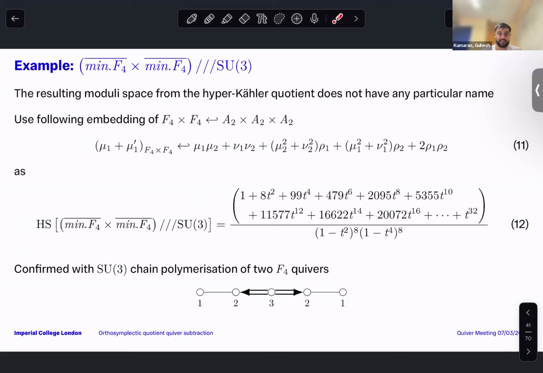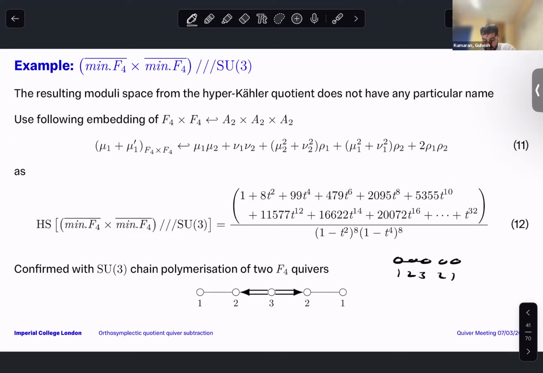Let's do something a bit more exciting. Let's take a product of moduli spaces and gauge a diagonal subgroup. Unfortunately, I don't have any nice name for the resulting moduli space, but nevertheless, I can do the quotient with this embedding, and I'll find this Hilbert series here. Okay. And it turns out that this moduli space is the same thing as the Coulomb branch of this quiver, which you can find from some chain polymerization. So I'll review that quickly.